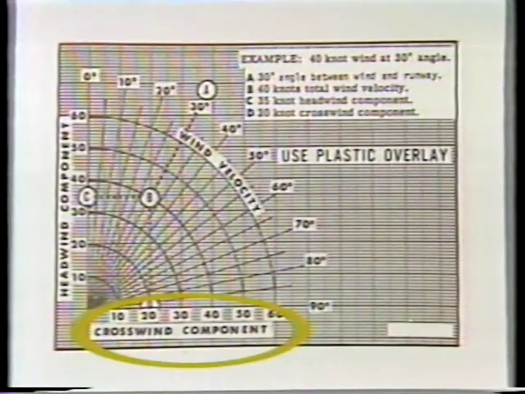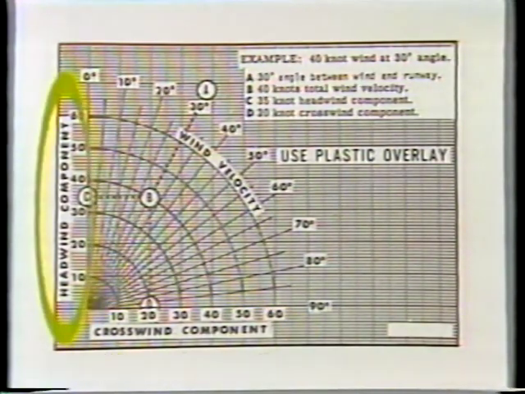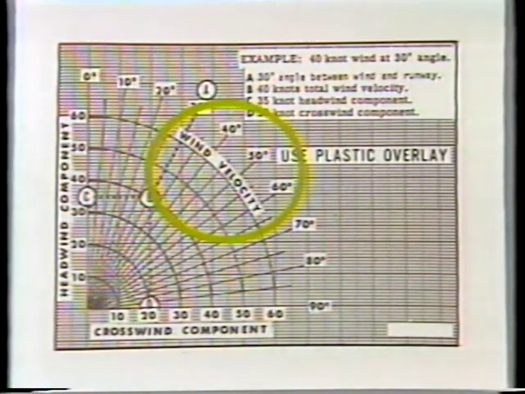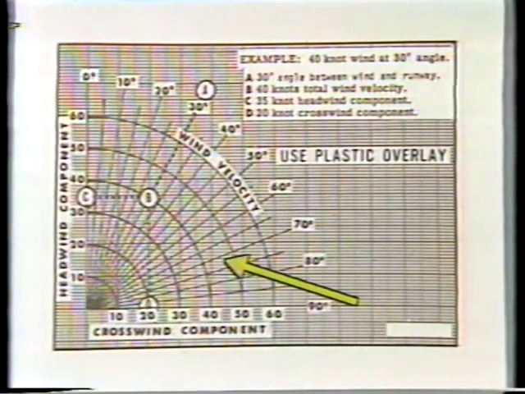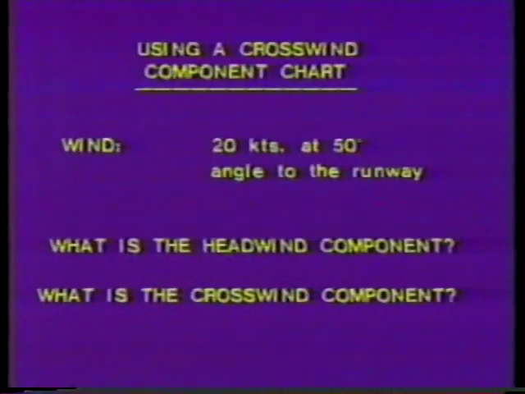Along the horizontal axis is the crosswind component, and along the vertical axis is the headwind component. The reference arcs are the wind velocity, and the spokes of the circle represent the angle between the wind direction and the runway. For example, there is a 20-knot wind at a 50-degree angle to the runway. What is the headwind component and the crosswind component?